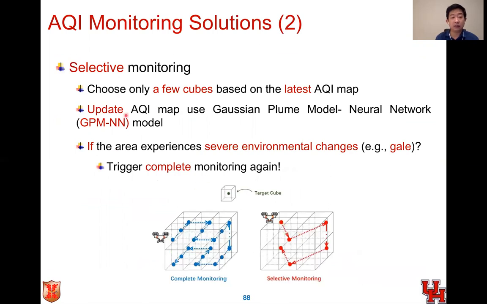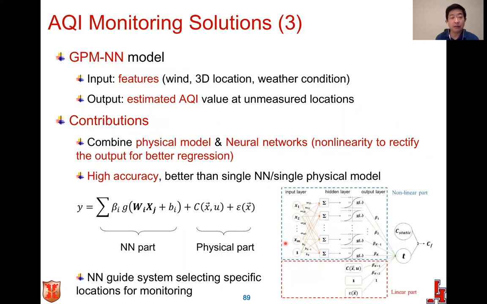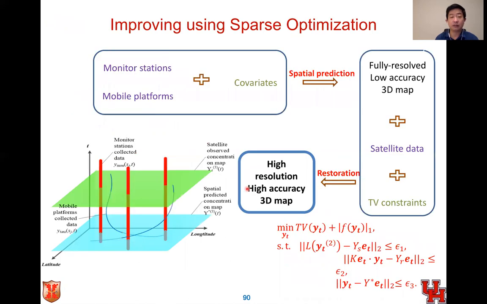And here, the UAV can fly to 3D locations. It can go round robin fashion to all the different locations, or the UAV can selectively fly to locations. Here we use a machine learning Gaussian plume model neural network to select the optimal solution. When we use this model, we not only consider the neural network part, we also consider a lot of physical meaning, for example, some constraints on the atmosphere. So in this case, we put them together, and it will learn quickly.